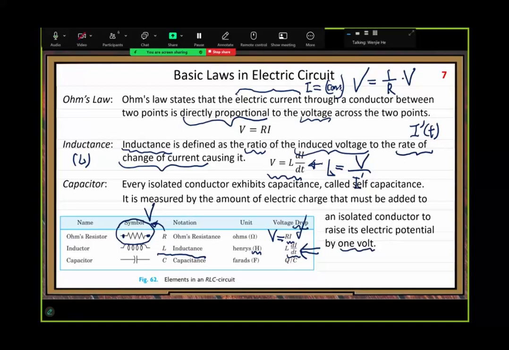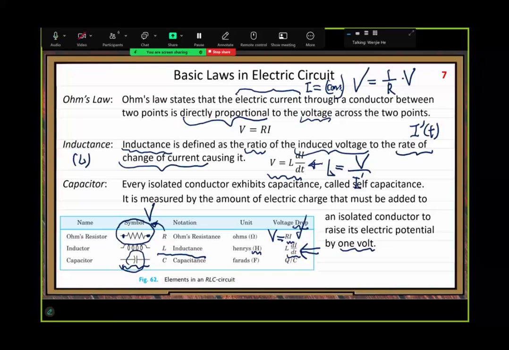To understand that, let me use this diagram to understand the meaning. This capacitor can hold a certain amount of electric charge, right? Think in this way. You can add electric charge to that capacitor. You can add more electric charge. When you add more electric charge, the voltage will be higher, right?